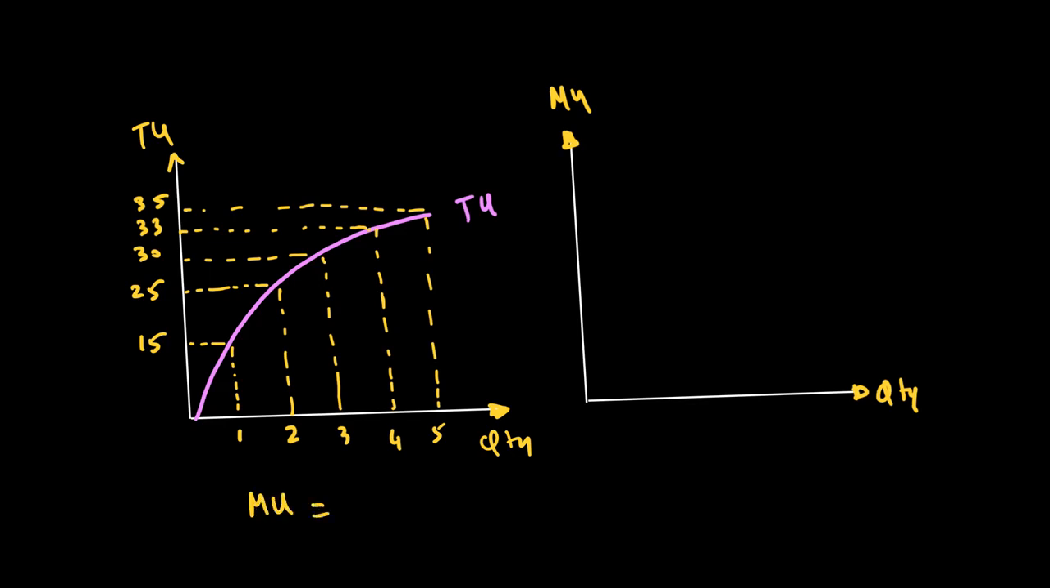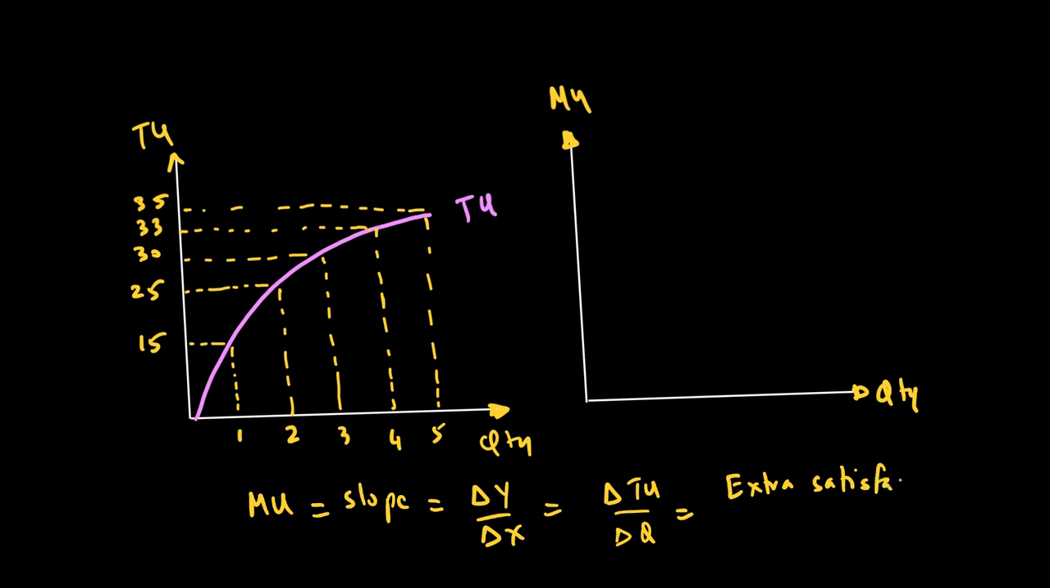And that rate is what we call the marginal utility. Now, when I say rate, I mean it's a slope. Slope is always a rate, as we've learned in maths. And the formula for slope is change in y over change in x, which would mean the formula for MU would be change in TU over change in Q. And that tells us the extra satisfaction from one additional unit.